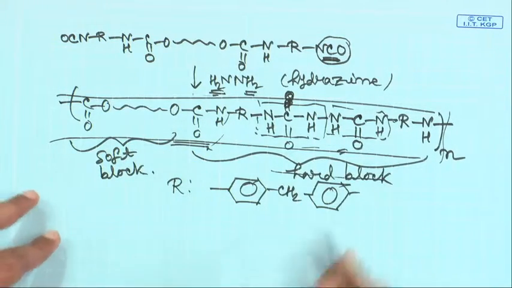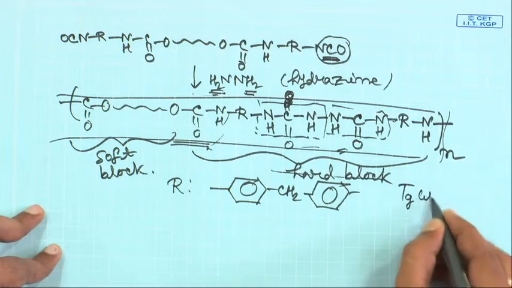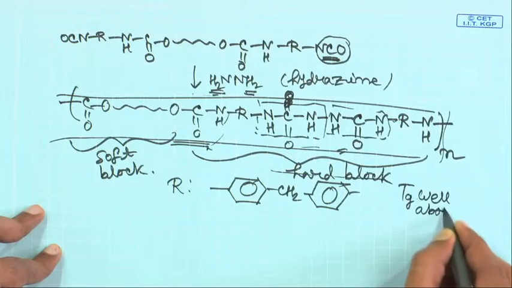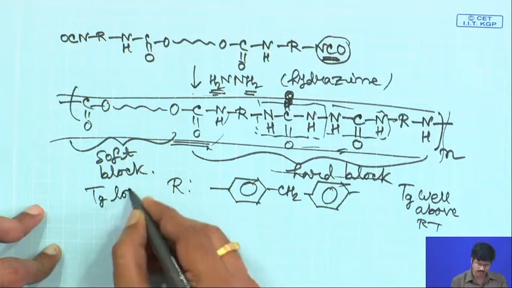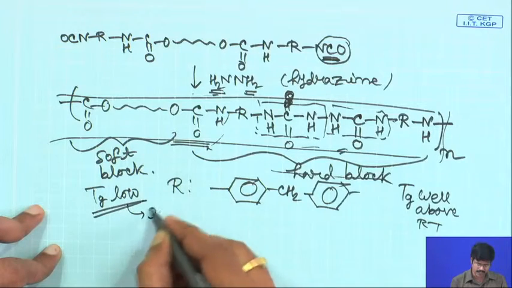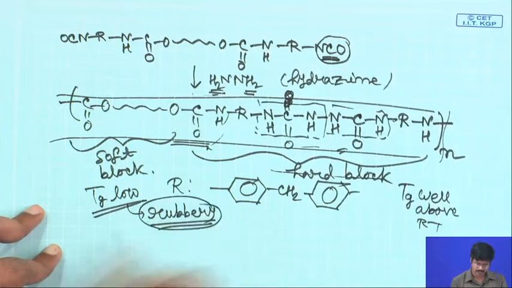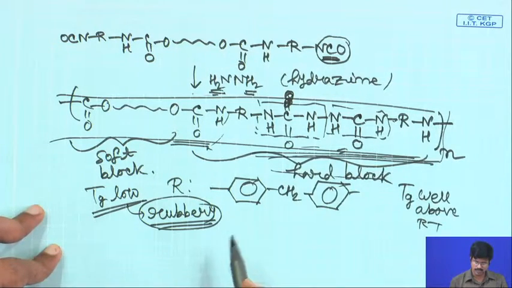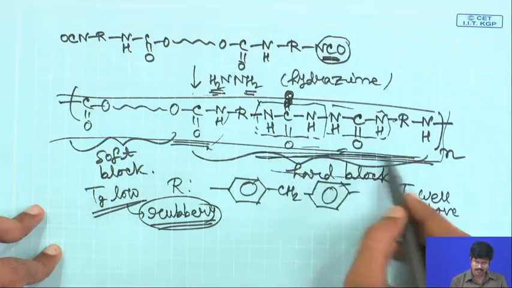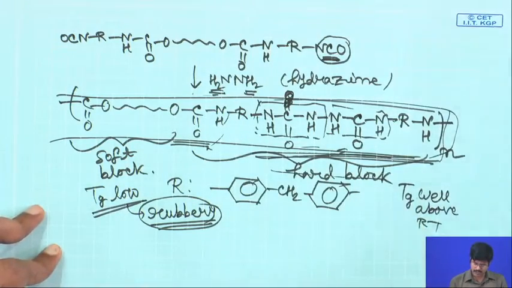So, this is your hard block and this is your soft block. For the hard block the Tg is well above room temperature. For the soft block the Tg will be low. So, this soft block will be rubbery in nature, and this hard block will provide the material with the strength. So, we will discuss it in more detail now.